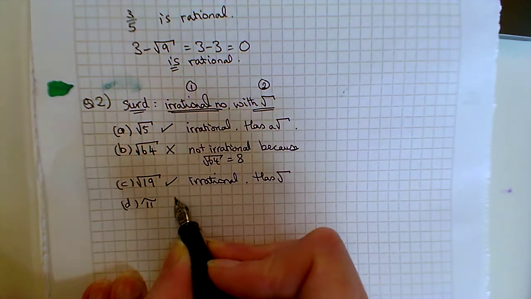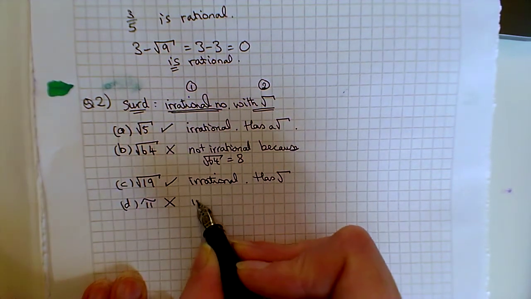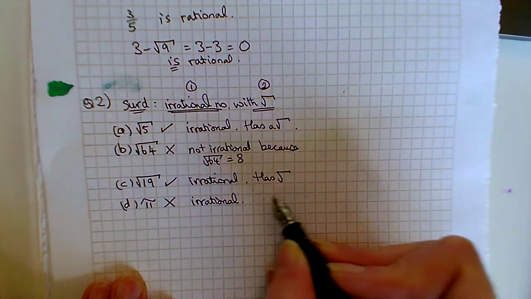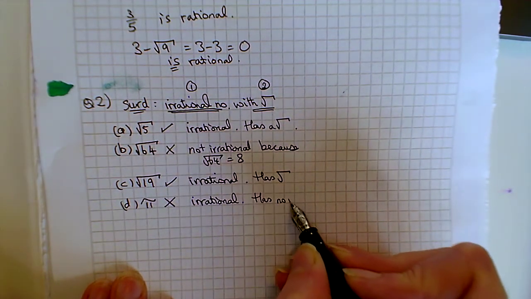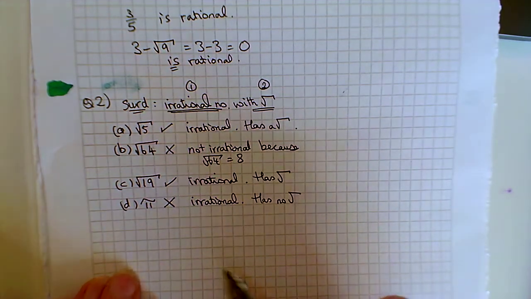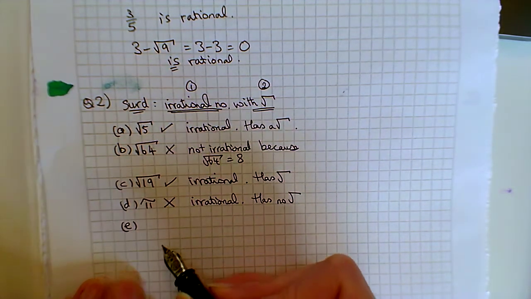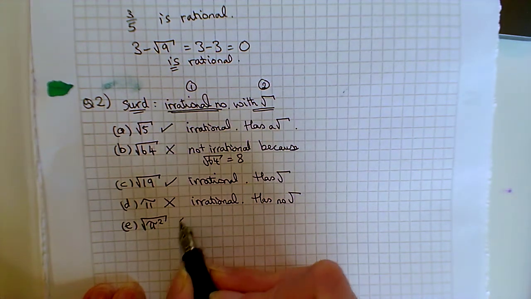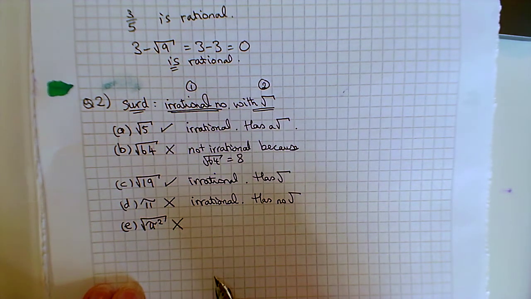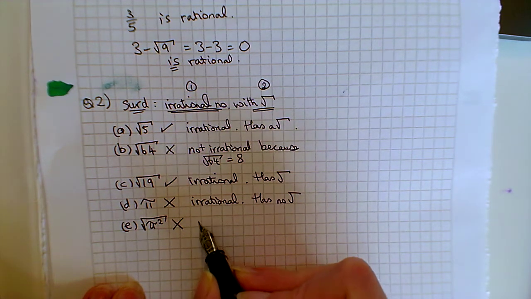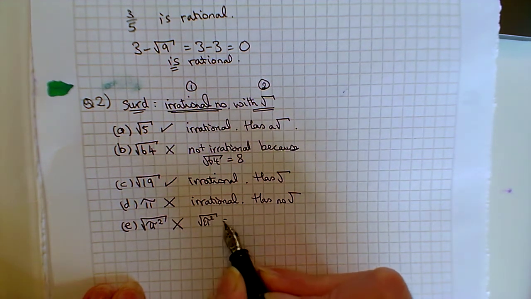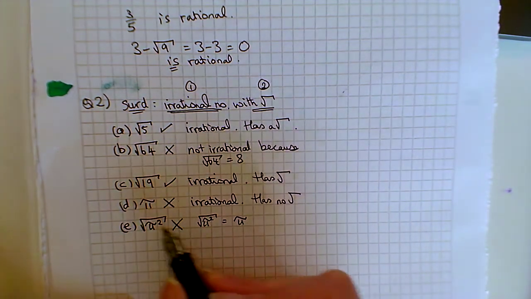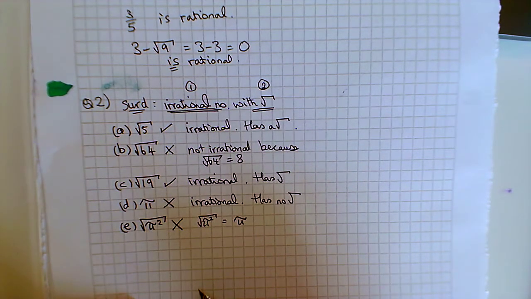Pi is not a surd. It is irrational. There's no repeating pattern and the decimal goes on forever, but it has no square root symbol. So we need a square root for it to be a surd. The square root of pi squared, not a surd, because the square root of pi squared is just pi. And we've already said that pi is not a surd.